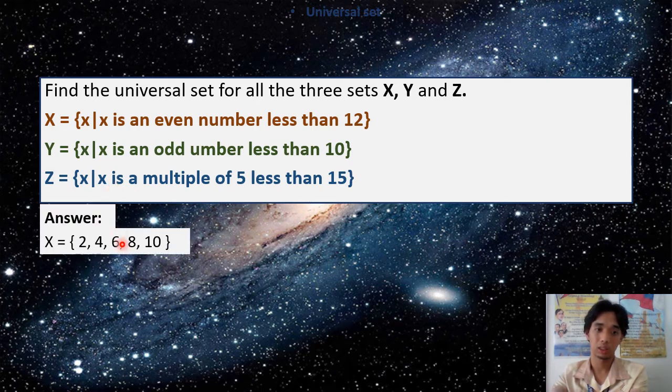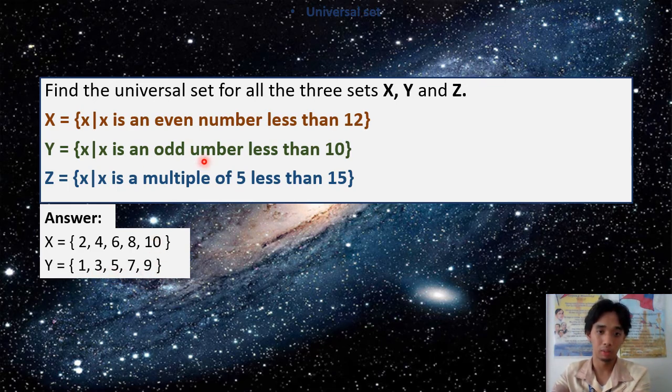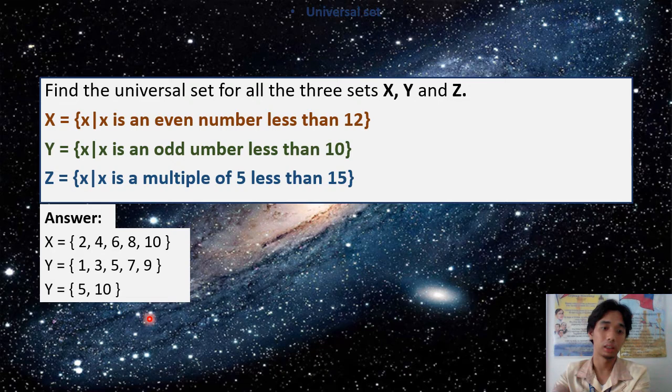So x, ito yun siya, 2, 4, 6, 8, 10. Even number less than 12. Set y, 1, 3, 5, 7, 9. Odd number less than 10. And z, 5, 10. Multiple of 5 less than 15. So this is what it would look like if we translate them into listing method. And now we can clearly see the elements of every set.